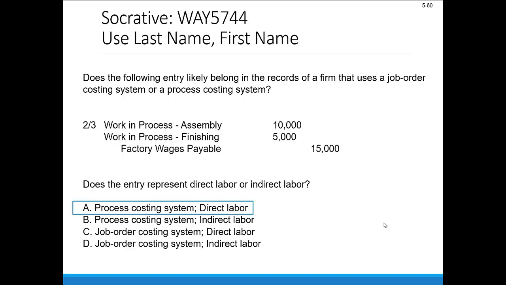So our best bet there is A. Since we have multiple work in process accounts for two different processing departments, this looks like an entry that would show up in a process costing system. Remember, in our job order costing system, we really only have one work in process account. And then this entry does represent direct labor. Direct costs we're going to book directly, if you will, to work in process. If it was indirect labor, we'd see the manufacturing overhead account in there.